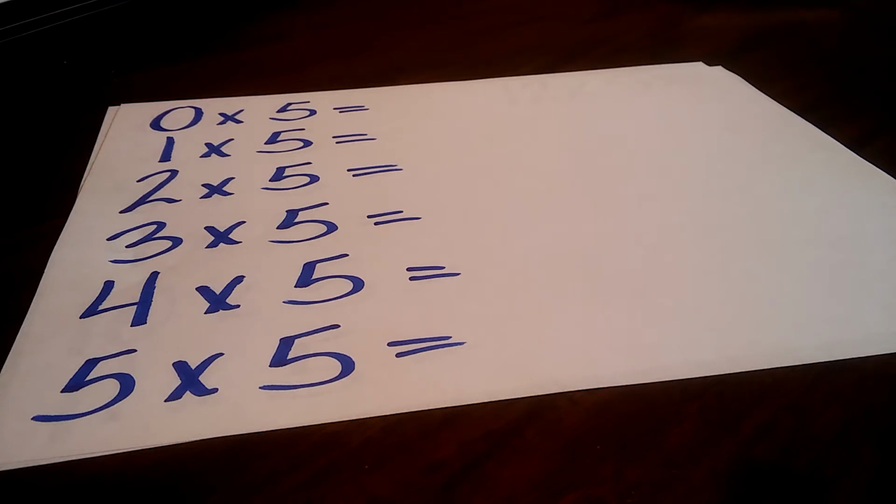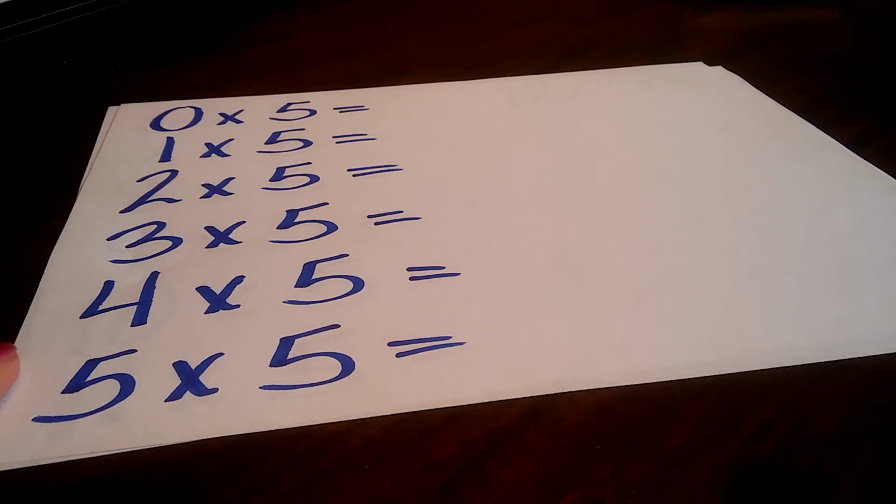When you count by 5s, you skip over 4 numbers. Your ones place is always going to end with either a 5 or a 0. So 5, 10, 15, 20, 25, 30, 35, 40, 45, 50, 55, 60, and we keep going. We're only going to need to 60 when we multiply by 5s.